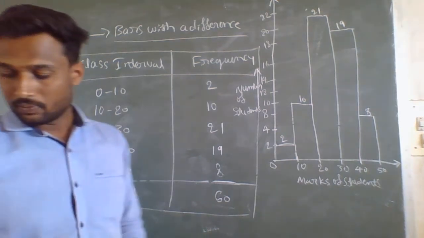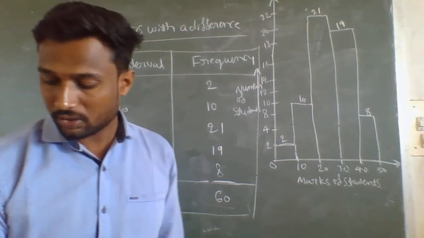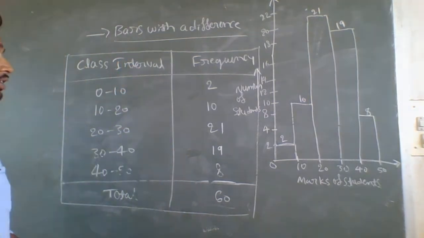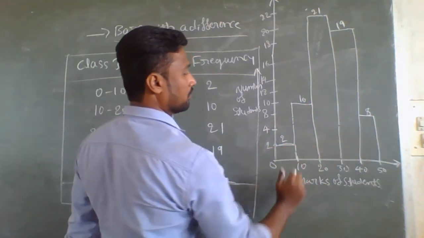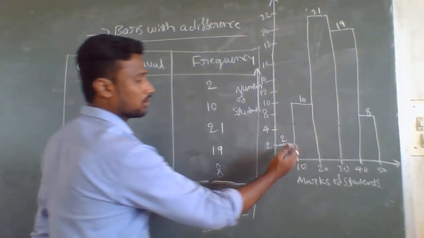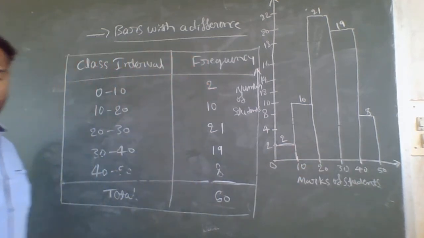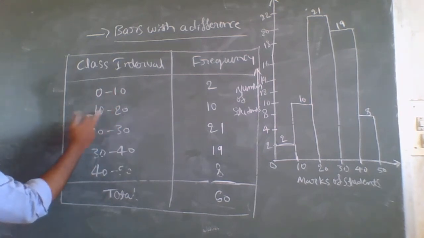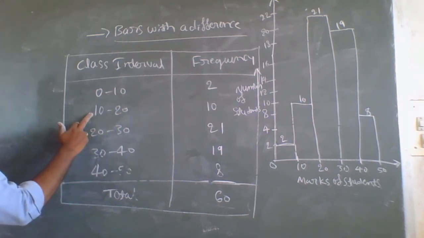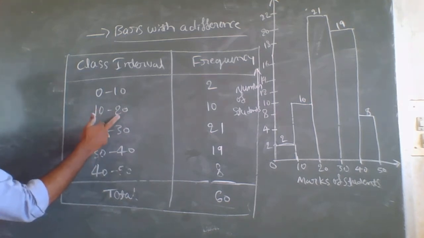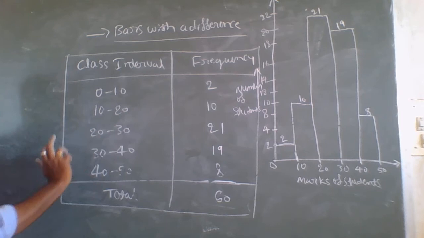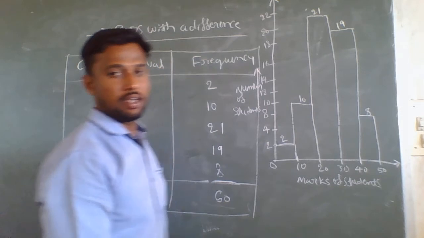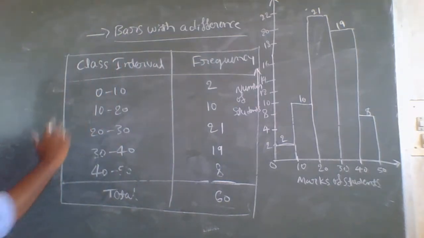Again, what have they given? Also, there is no gap between the bars as there is no gap between the class intervals. We have drawn it continuously. 0 to 10 ends at 10, and 10 to 20 starts with 10. It ends with 20, and 20 to 30 starts with 20. Like this it continues. So there is no gap between the bars as there is no gap between class intervals.